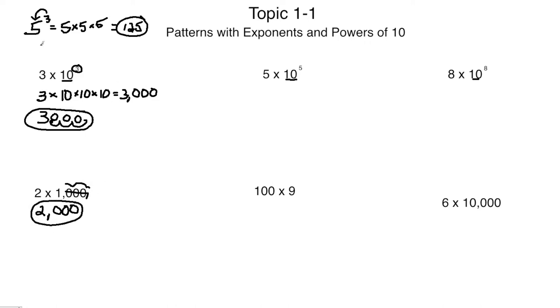Now, if you want to write this with an exponent, this would be 2 times 10. How many zeros are there? 1, 2, 3. 2 times 10 to the third power, which you would still get the answer of 2,000. You got that? Great job.